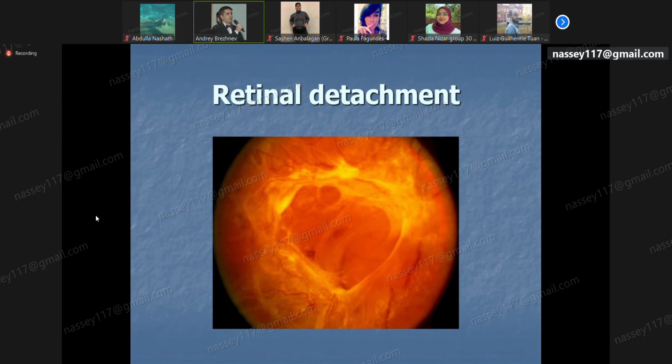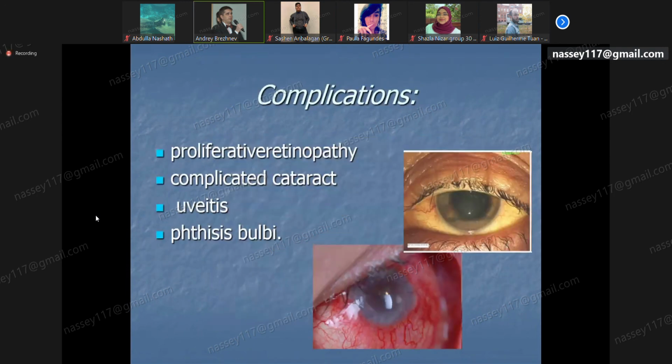Visual field charting reveals scotomas, isolated defects, corresponding to the area of detached retina. Ultrasonography confirms this diagnosis. Complications of the retinal detachments: proliferative retinopathy, complicated cataract, opacity of the crystalline lens, uveitis, inflammation of the vascular coat of the eye, and phthisis bulbi.